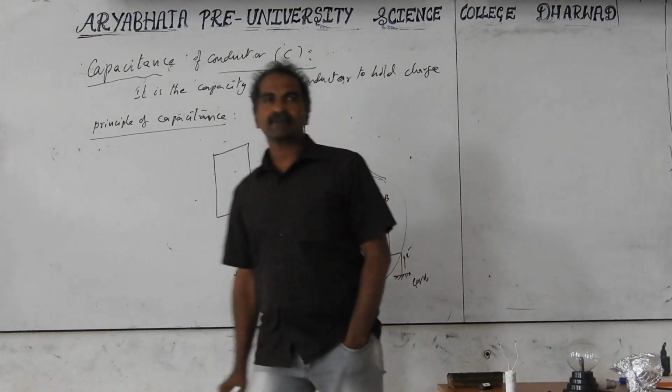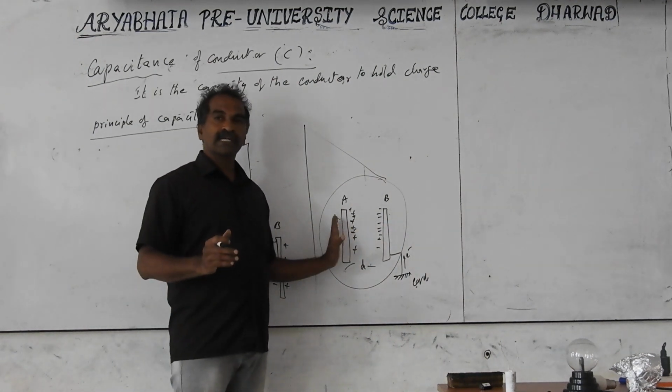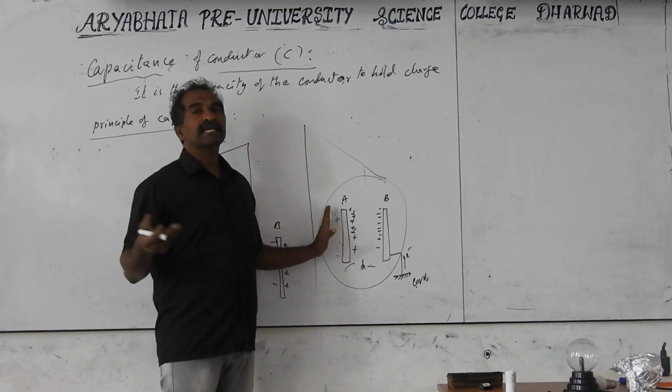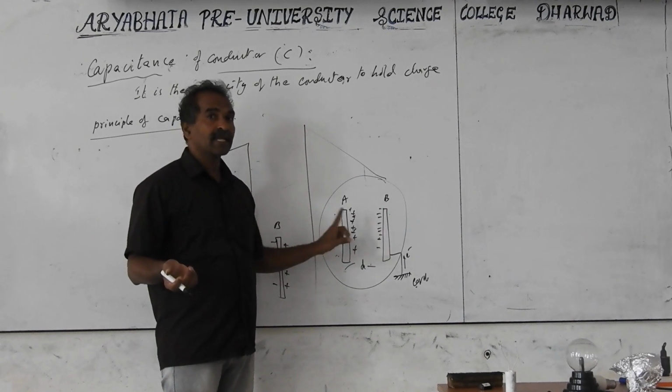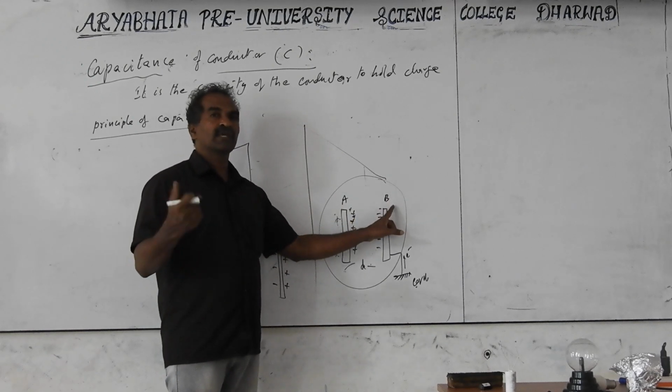The principle of capacitance is that by keeping an earth conductor close to the charged conductor, the capacity of the conductor can be increased. We are not talking about the earth conductor's capacity, but the charged plate. We want to increase the capacity of this A. For that purpose, you have to keep the earth conductor.